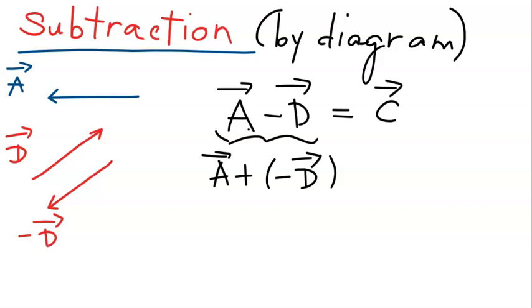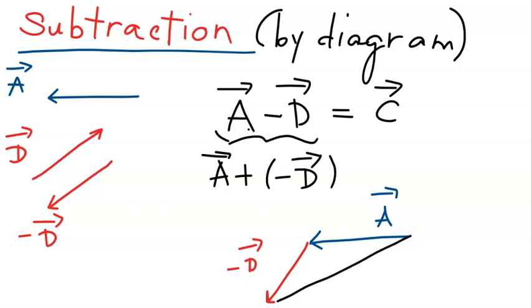So now the sum is as before. We have turned the subtraction into a sum. So we go with a first. So that's vector a, followed by vector minus d. And again you connect the tail of a to the head of minus d. And that is vector c. Simple as that.